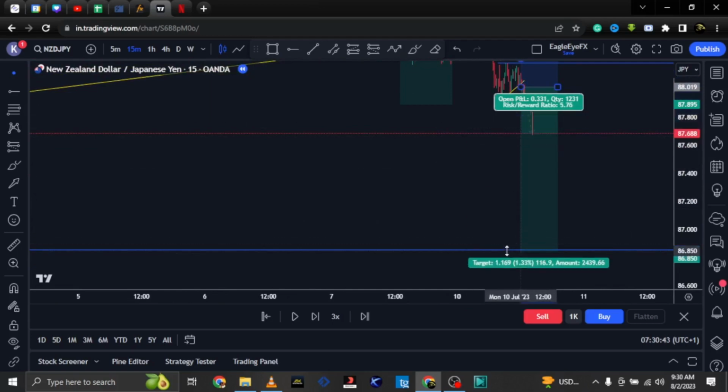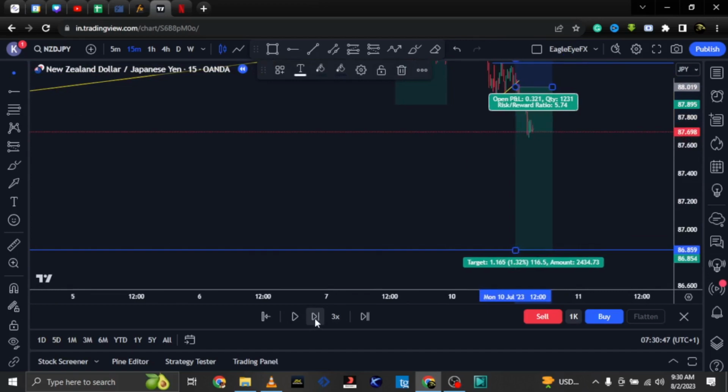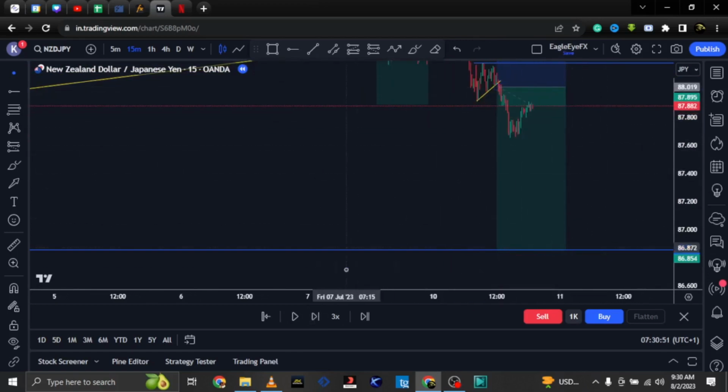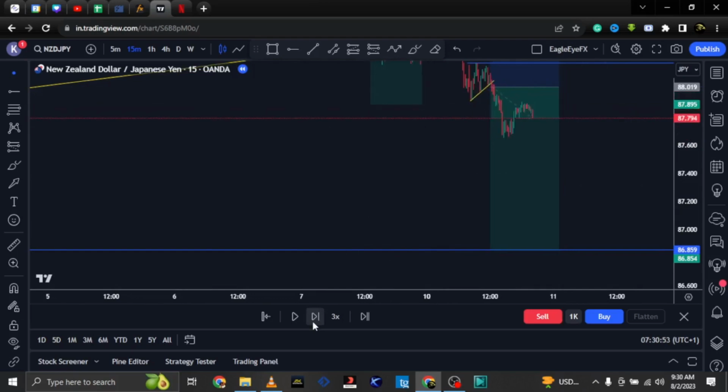and the target is here around 5%. And let's see what happened. Did it play out? Yes, it did. Did it take us out? Well, let's see what percentage we can get from this.